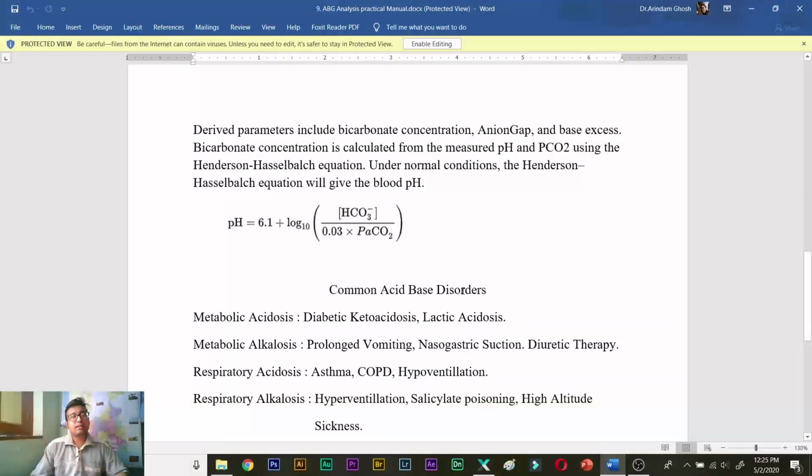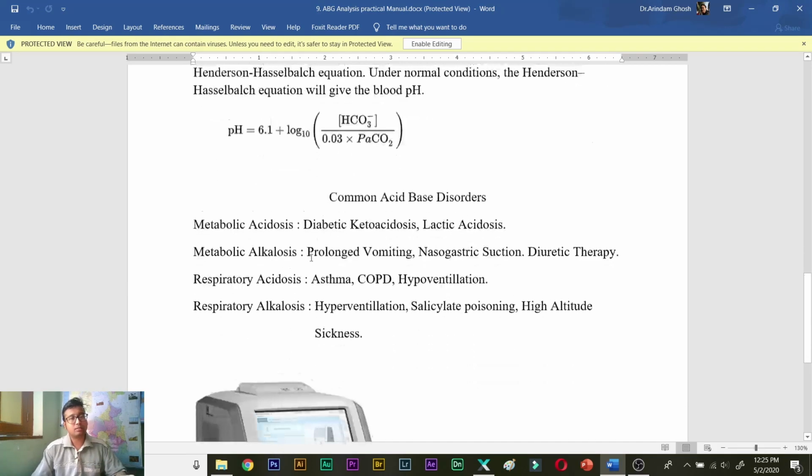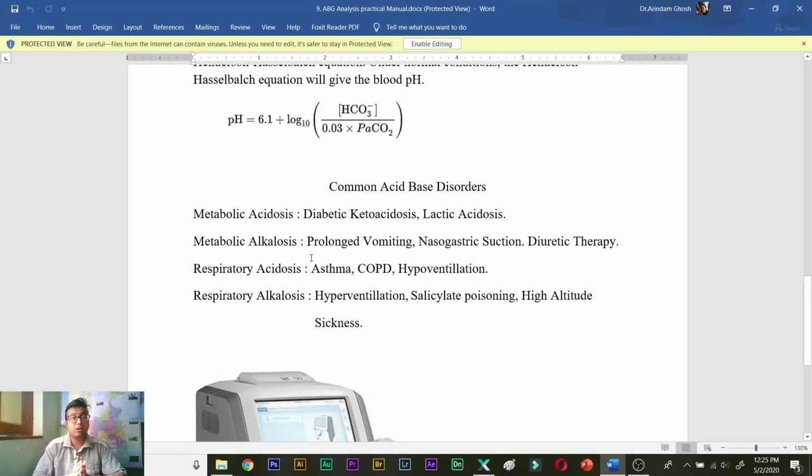And you know the Henderson-Hasselbalch equation; we use this to interpret one value. Suppose we know the bicarbonate and PaCO2, we can calculate the pH. As a part of your homework, you need to know common acid base disorders. Believe me, you need to know much more than this. At least for viva, for just passing as a must-know area, you should know at least the names of two of each of these: metabolic acidosis, metabolic alkalosis, respiratory acidosis, and respiratory alkalosis.